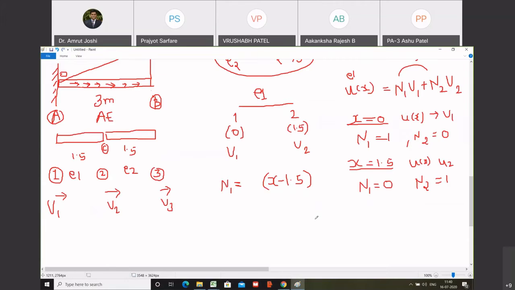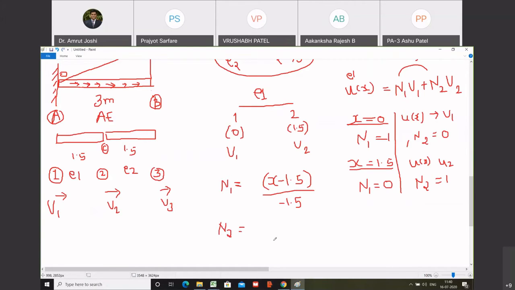But at x equal to 0, I want n1 to be plus 1. So what will I have to do? I will have to divide it by minus 1.5. Now tell me, does this n1 satisfy both these conditions? Yes, sir. At x equal to 0, it is 1, and at x equal to 1.5, it is 0. Agreed?